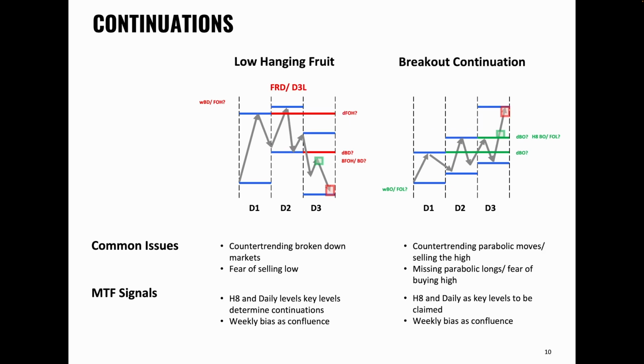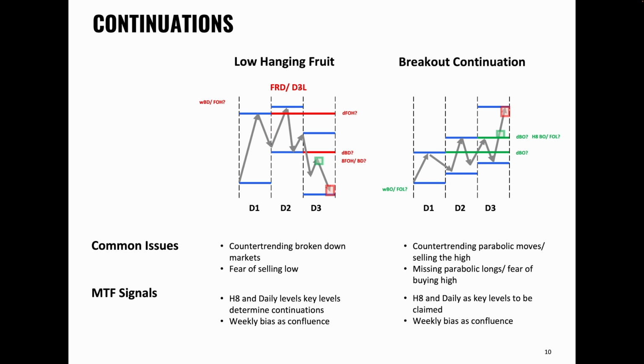And now let's look at the third category, continuations. These are the best situations for the multi-time frame logic, I would say, because here many people are struggling to trade those because it feels very bad at the moment to take those continuation trades. So let's look at it. Low-hanging fruit, for example.